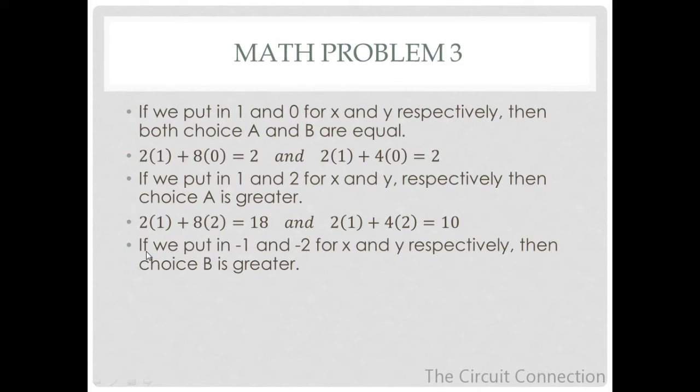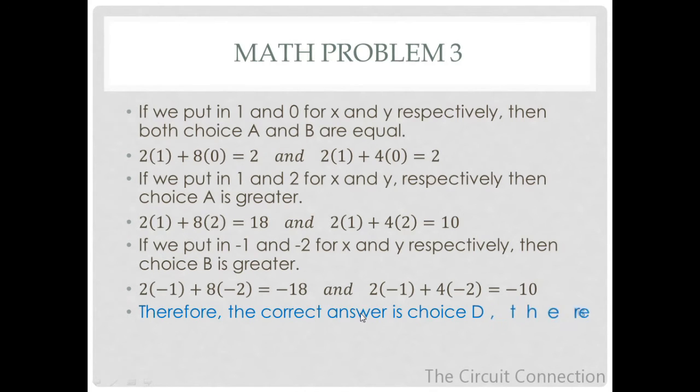Now, on the other hand, if we put in a negative 1 and a negative 2 for x and y respectively, then choice B is greater. And here's why. Because 2 times negative 1 is negative 2. 8 times negative 2 is negative 16. Negative 16 plus negative 2 is negative 18. And on the other hand, 2 times negative 1, again, is negative 2. 4 times negative 2 is negative 8. Negative 2 plus negative 8 is going to give you negative 10. So negative 10 is greater than negative 18.